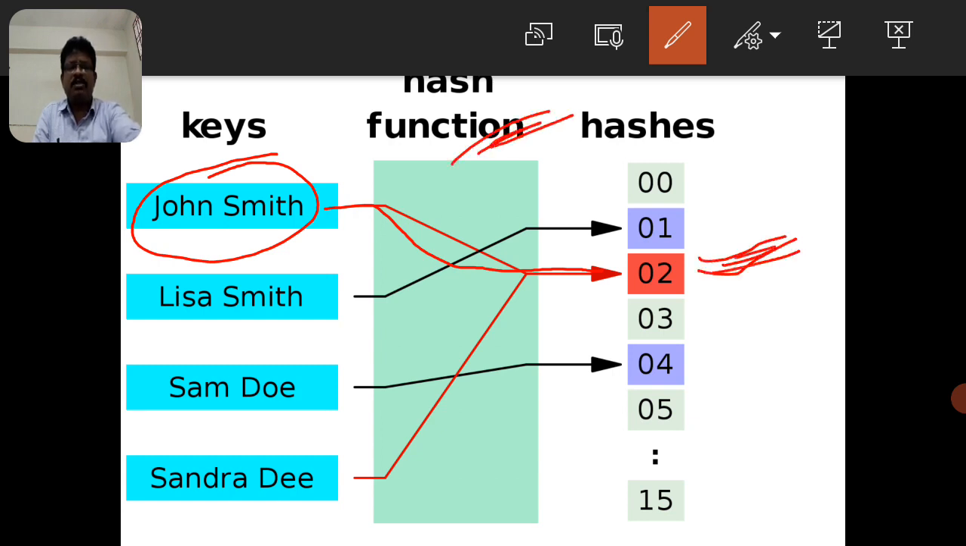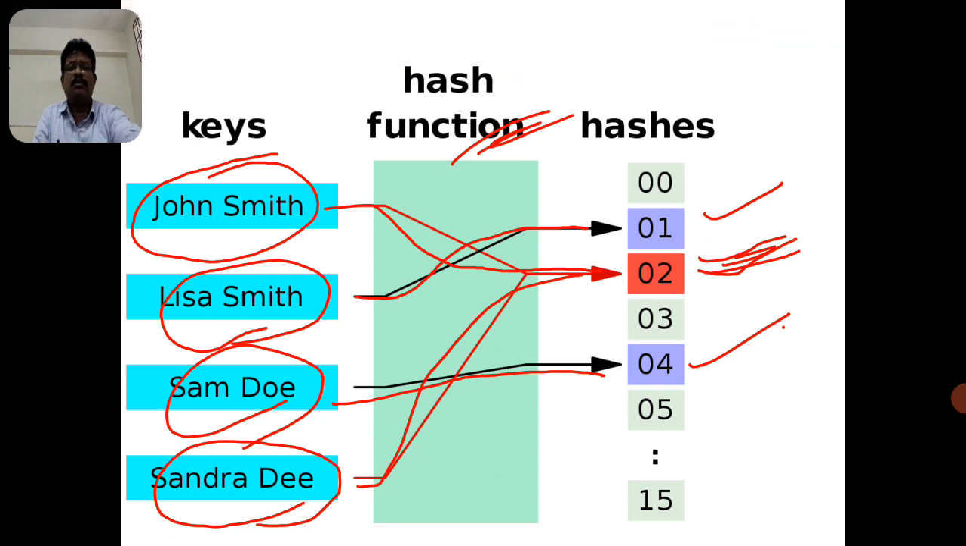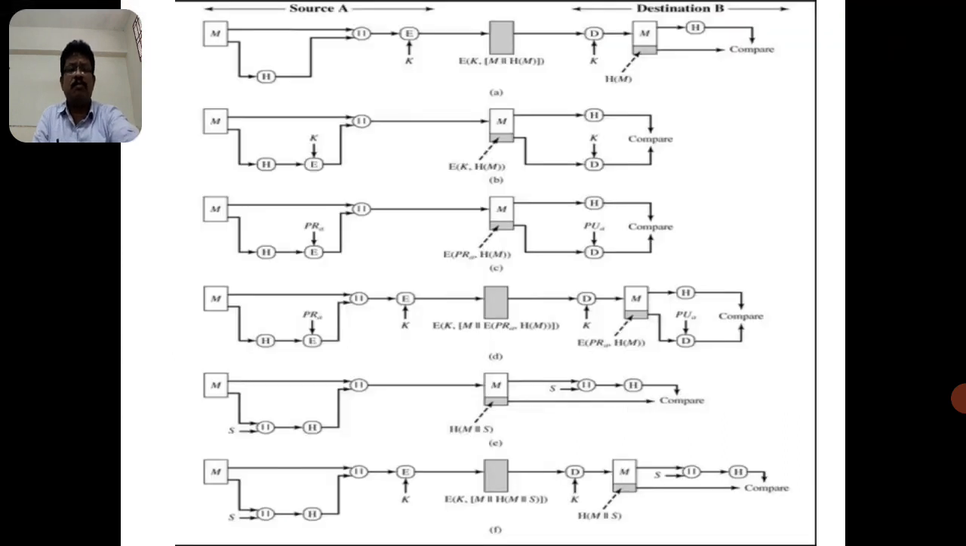Similarly, Lisa Smith is one of the names. This is also non-numeric, and it is converted into the numerical value 1. Sam Doe is another key, which is converted into the numerical value 4. Similarly, Sandra Dee is also converted into some numeric value. So the non-numerical values are converted into numerical values with the help of hash functions. This is the main concept of the hash function.